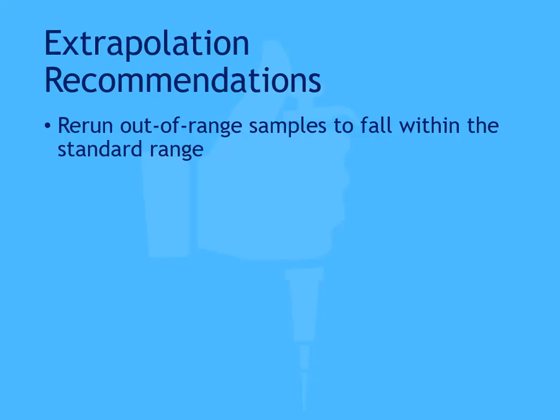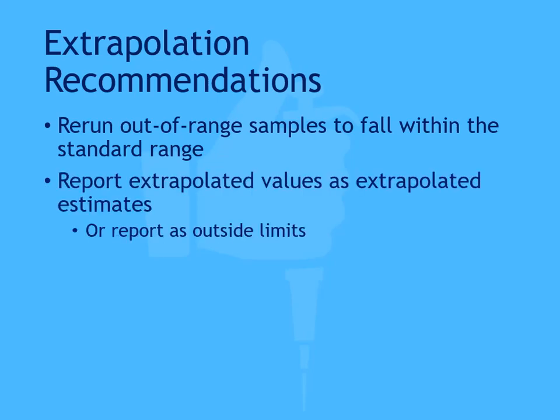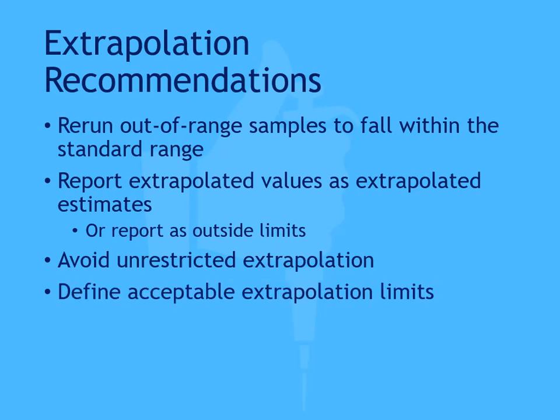In summary, where possible, rerun out-of-range samples at an appropriate dilution or concentration so that the response falls within the standard range. Where rerunning is not possible, report any extrapolated value as an extrapolated estimate, or report the result as above or below the validated standard range, depending on the laboratory's reporting policy. Avoid unrestricted extrapolation, especially with spline, cubic regression, and polynomial fits, and be sure to define acceptable extrapolation limits where extrapolation is permitted.